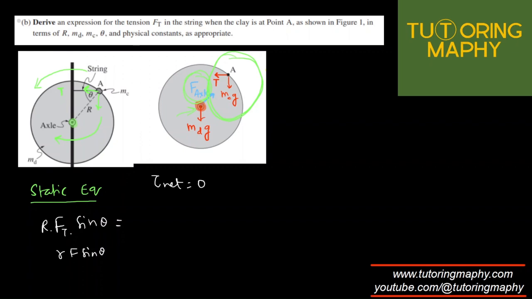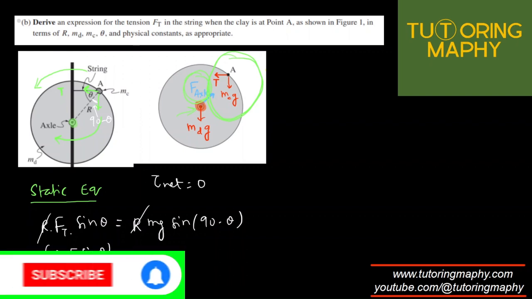And this should be equal to the other one, which is going to be again R F sine theta. R is once again R. F is mg, and what is the angle? Now theta is this one, so the angle is 90 minus theta. So it will be sine of 90 minus theta. I believe R and R is gone from here, and I need to find Ft. So let's divide both sides.